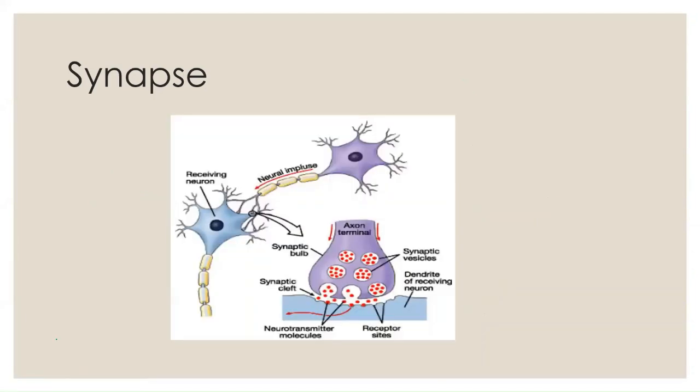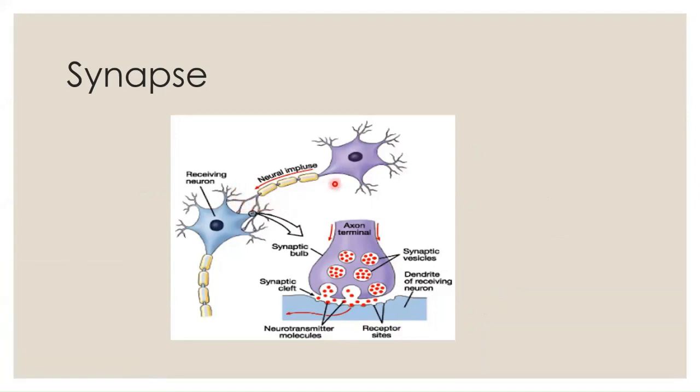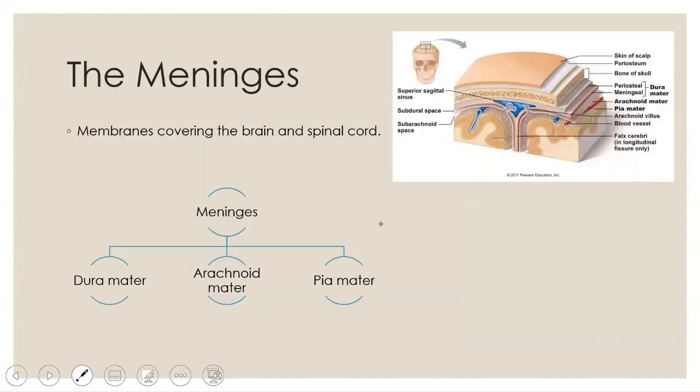So here you have a picture of a synapse. Here the neural impulse travels from this nerve through the axon and terminal ends to the next one. Here from the dendrites you receive the impulse to the next neuron. Here you have the axon terminal. The space between the two nerves is called the synaptic cleft. And you have the receptor sites here. So this is a synapse, a connection between two neurons.